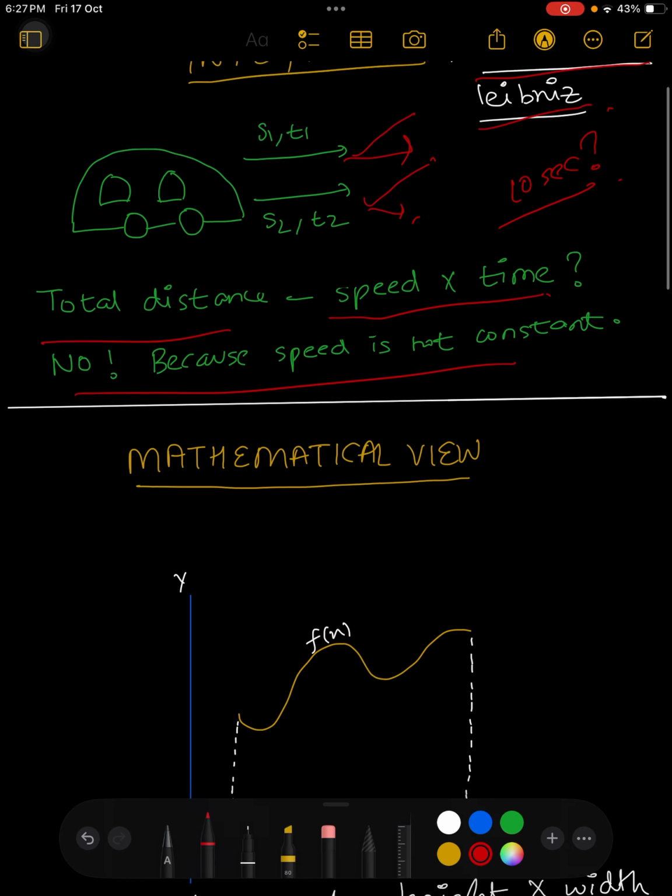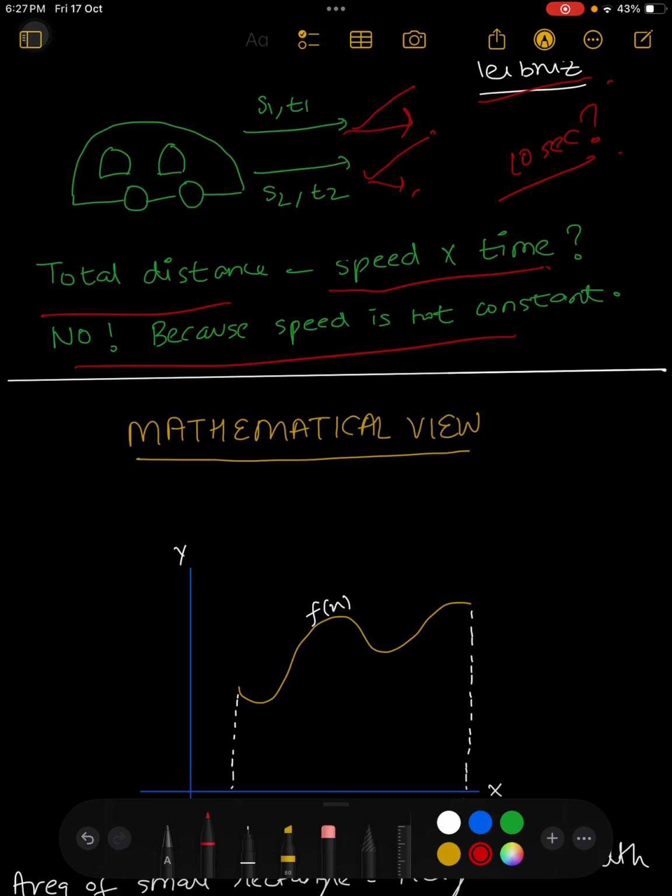So what do we do? We take very tiny intervals of time, let it be seconds or milliseconds, and for each tiny moment we multiply speed into that tiny time to get the tiny distance. Then we add up all of those tiny distances, and that addition of tiny infinitely small quantities is what we call integration. So what is integration? It is the process of adding up tiny changes to find the total effect.